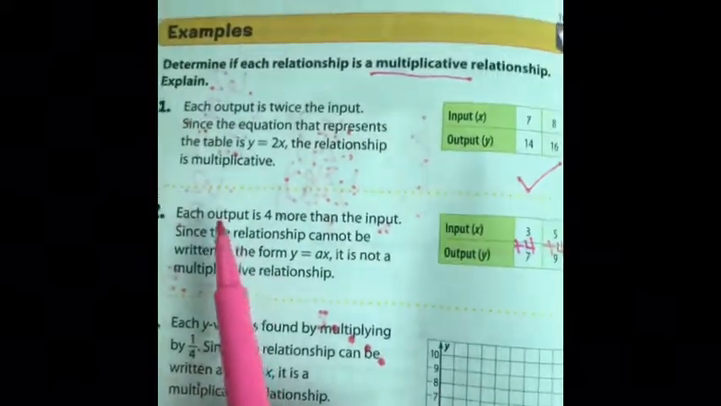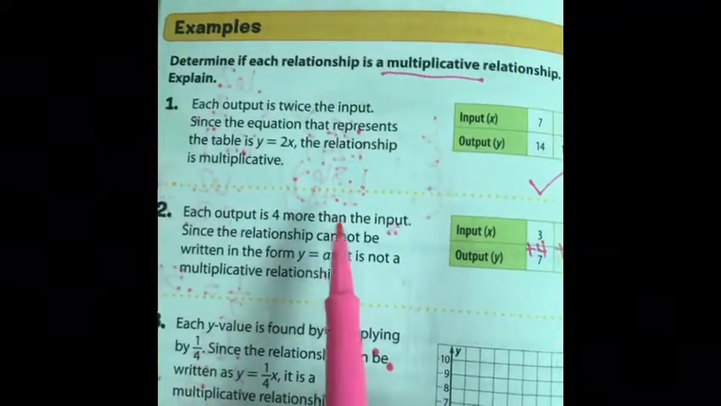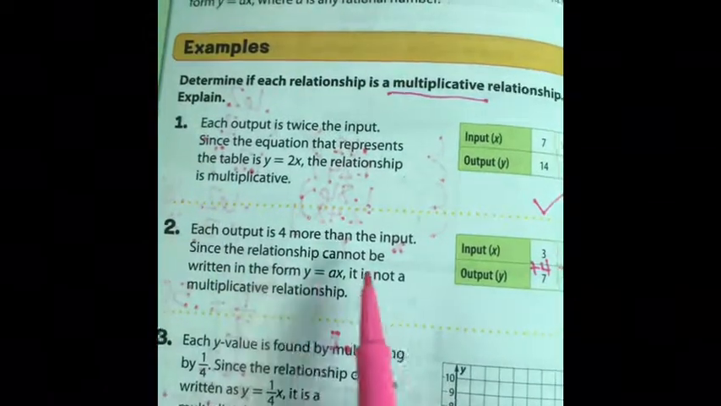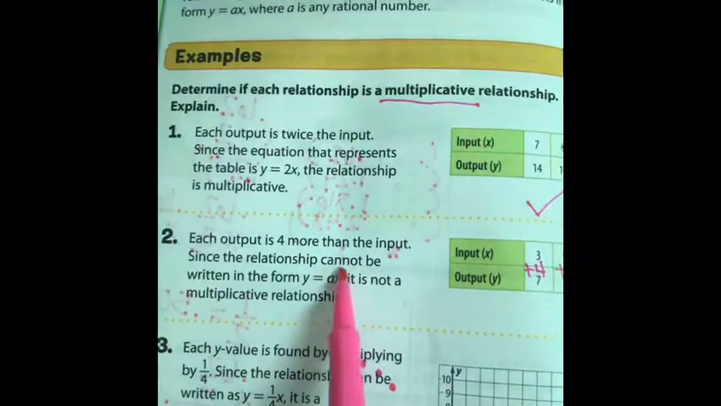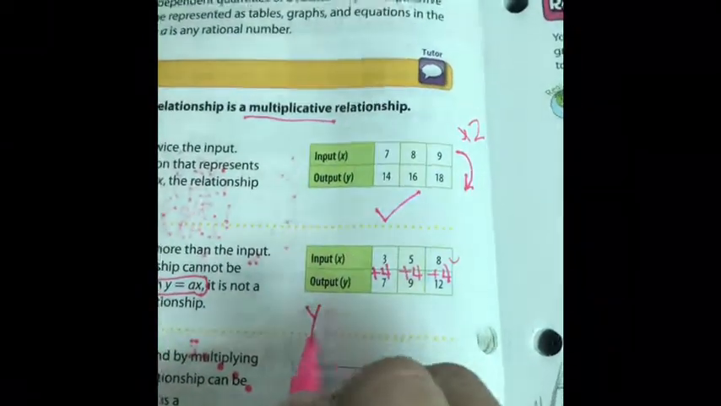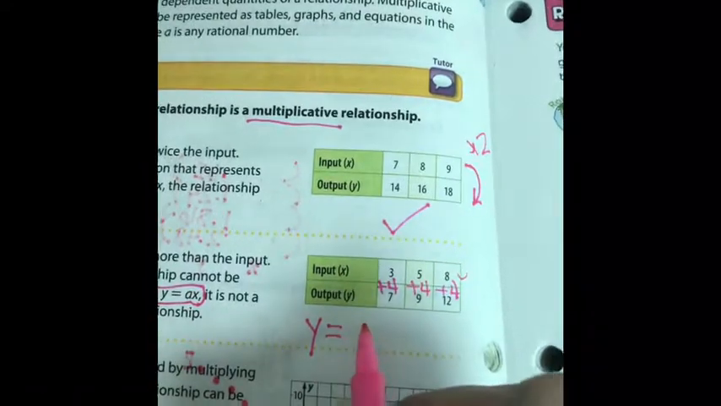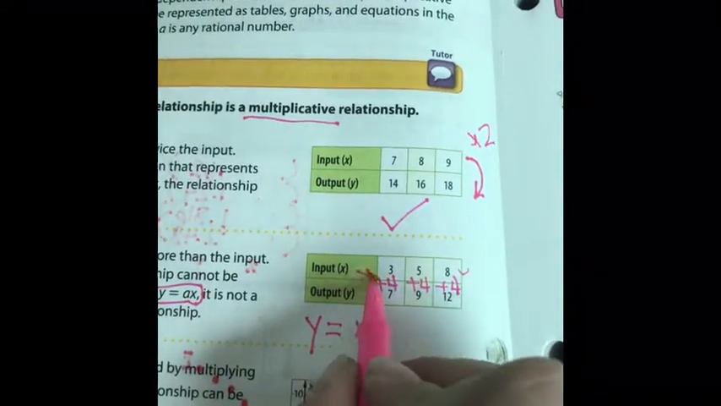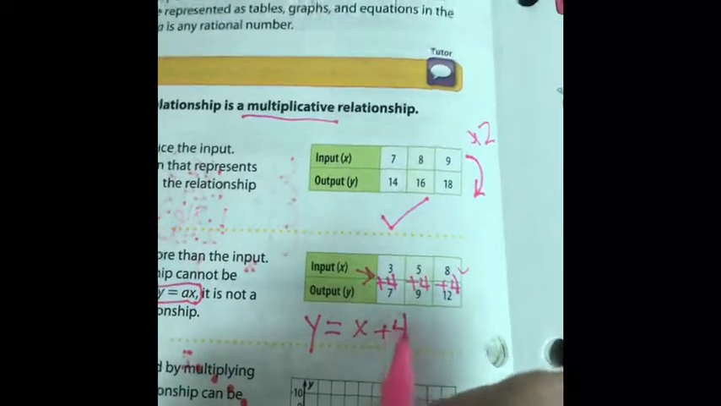So you should have said additive. This is an additive relationship. Each output is 4 more than the input. Since the relationship cannot be written as Y equals AX, it's not a multiplicative relationship. In fact, you could probably already tell me that this time Y equals X plus 4. That's going to give me Y.